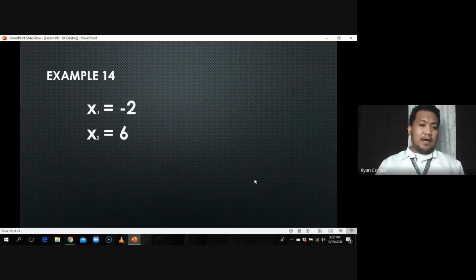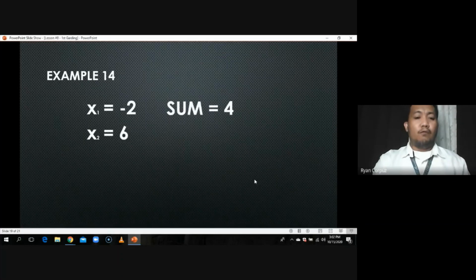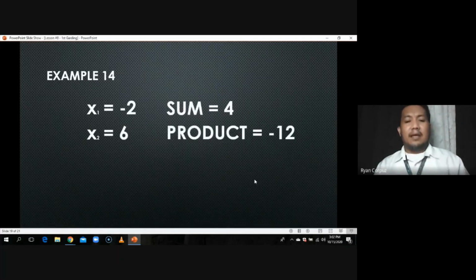Next, example number 14. The first root is negative 2 while the second is 6. So again, ang gagawin is to find the sum. What is negative 2 plus 6? So that will be equal to 4. How about negative 2 times 6? That would be negative 12. So 4 and negative 12 will form the quadratic equation. The sum is positive 4 while the product is negative 12.